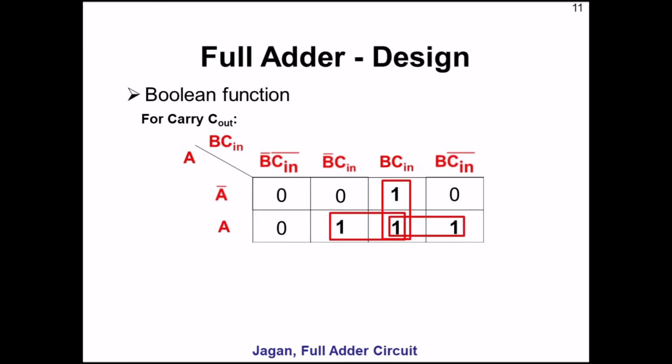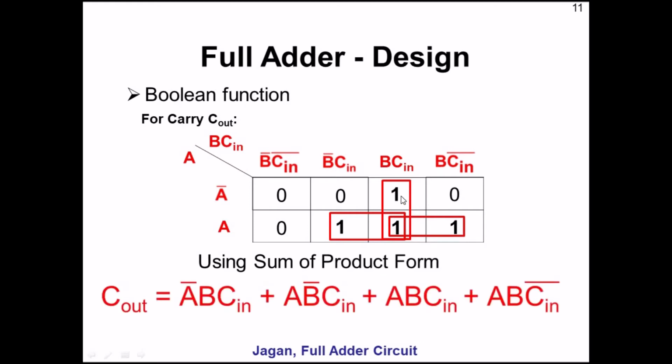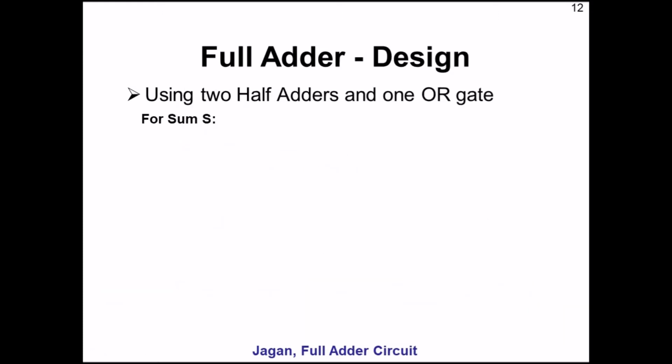Then similarly for carry, I will be writing the individual bits, right? Using sum of product, I will be writing, what is this? First one, A bar B C in, then A B bar C in, then A B C in, then A B C in bar. So this is my expression for C out using sum of product form, right? Now, I am going to simplify the Boolean expression in order to perform the full adder using 2 half adder circuits and 1 OR gate.